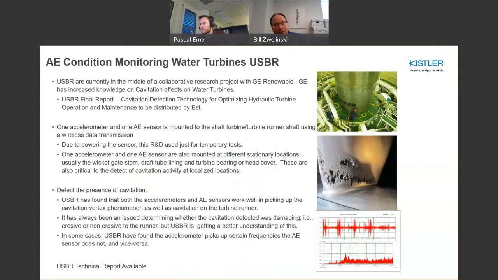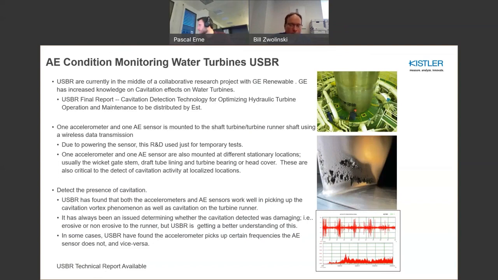I won't go through this in detail, but USBR is the U.S. Bureau of Reclamation. They've done a lot of, I'd say, pioneering work on investigating cavitation with water turbines and dams and hydropower, and certainly putting accelerometers on the shaft and acoustic emissions on the shaft, as well as other stationary locations throughout, whether it be the draft tube lining or wicket gate stem or the bearing head cover. There are many mounting locations associated with that application.